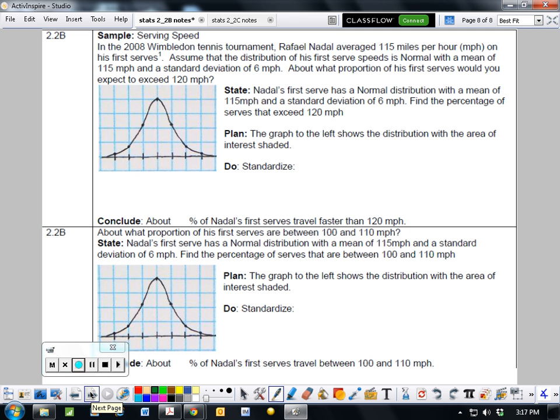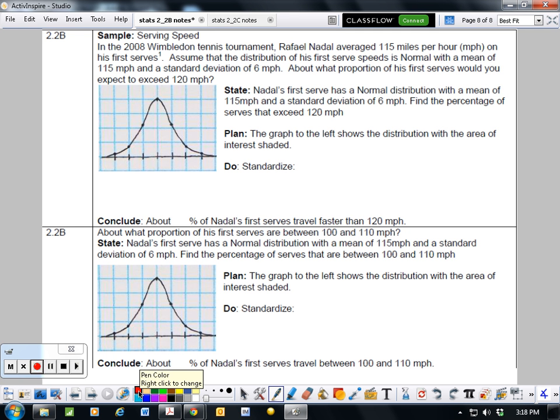Okay, so now that we've gone over z-scores using the table and all that, now we're going to look at where we use this. What kind of contextual problems are there? Because in stats, just about everything's a word problem. So we're going to see how we apply that.